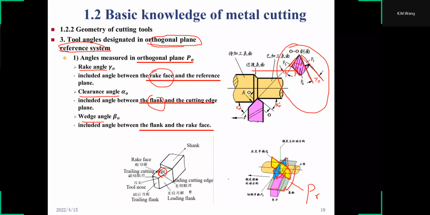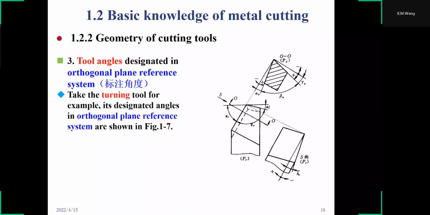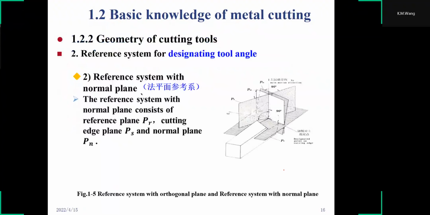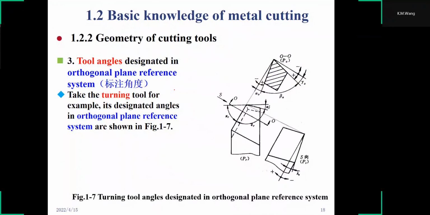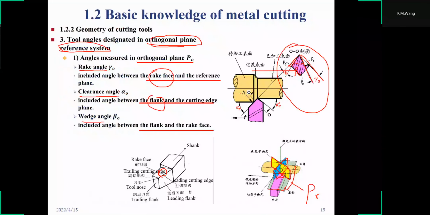You must know all the important references in this picture. You should distinguish the reference system first. All of you must know some important definitions first, and then aim to understand these angles. Maybe this is better for you to understand these angles. Okay.